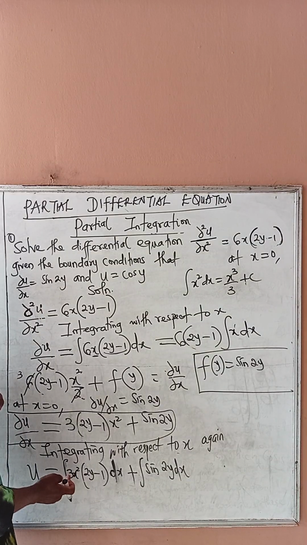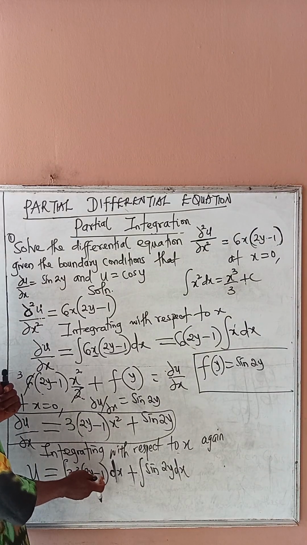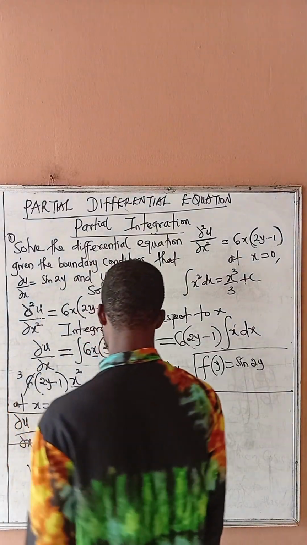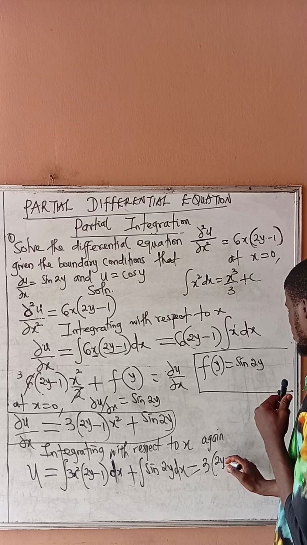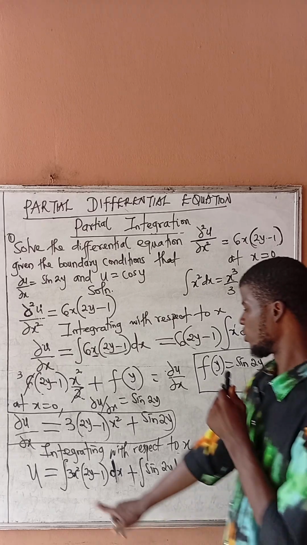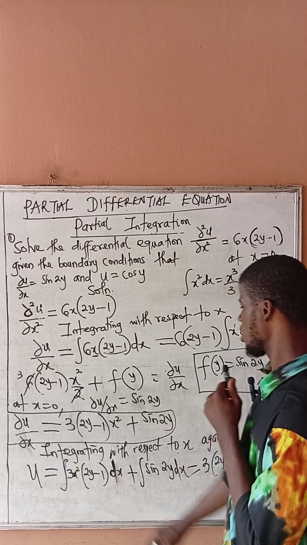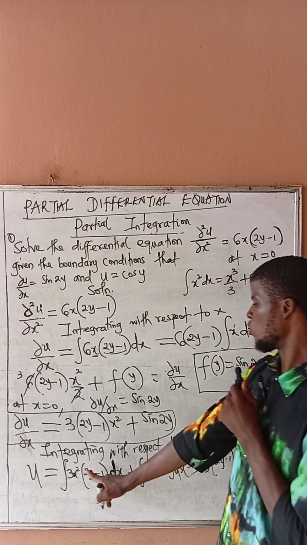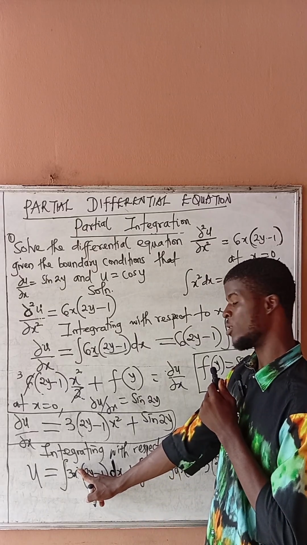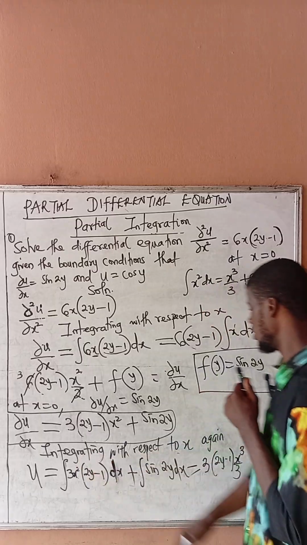Now check. 3 into 2y minus 1 will be considered a constant. Okay. I'll bring this out, 3 into 2y minus 1. Now I'm going to integrate x squared with respect to x. And that will give me x cubed over 3. I added 1 to the power, which is 3, and then divided by that same 3.